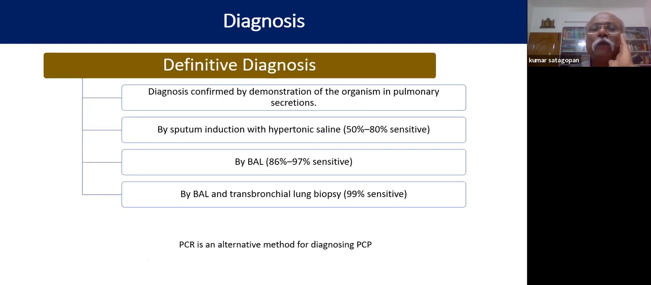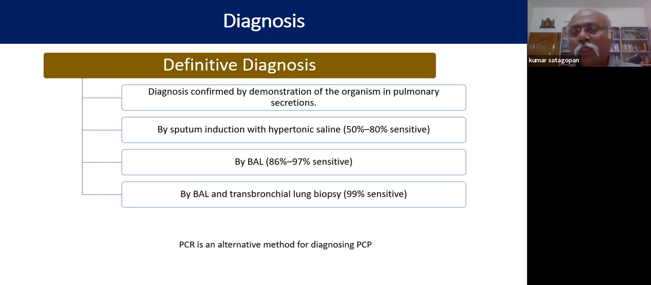So the definitive diagnosis: it is a presumptive diagnosis, and definitive is mainly by demonstrating the organism. But how to go about it? Sputum induction is difficult, for two reasons. If you do it in an open place, with hypertonic saline or nebulization, they may infect the healthcare workers. Coexisting TB or other things can spread to the normal population or healthcare workers. So you have to be very, very careful and do it in a separate place.